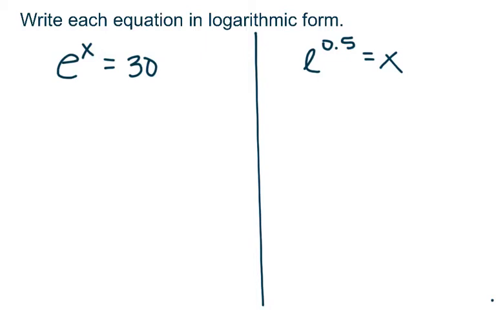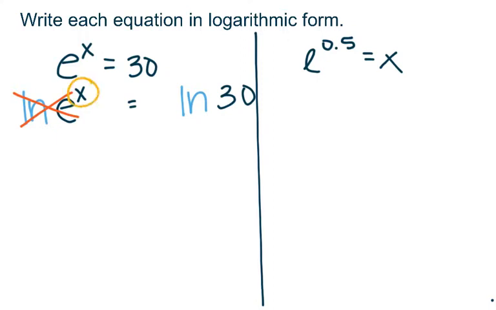Alright, so now we're going to work backwards. We're going to write each equation in logarithm form. So just keep in mind, an E and an ln cancel each other out. If I wanted to get rid of the E, I would do the natural log of both sides. So here's how it would look. The nice thing about an E and an ln is they just cancel out, and the only thing left on that left side would be the x. So x equals natural log 30.